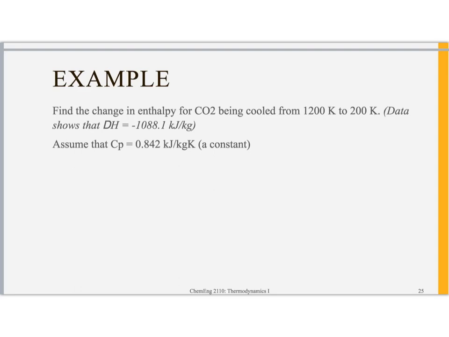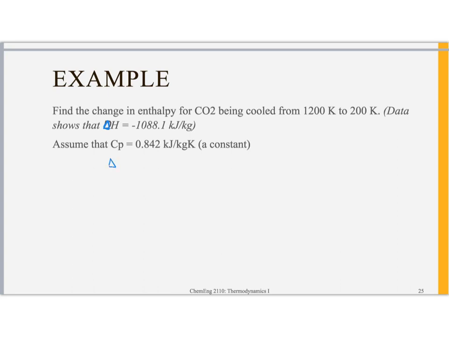In this next example, we're going to look at the enthalpy change of CO2 being cooled from 1200 Kelvin to 200 Kelvin. So this is a large temperature change. And if you look at the data for actual measurements, the delta H for this is negative 1088.1 kilojoules per kilogram. Now, if you look up online a constant value of C sub P, the value that I found was 0.842 kilojoules per kilogram K.